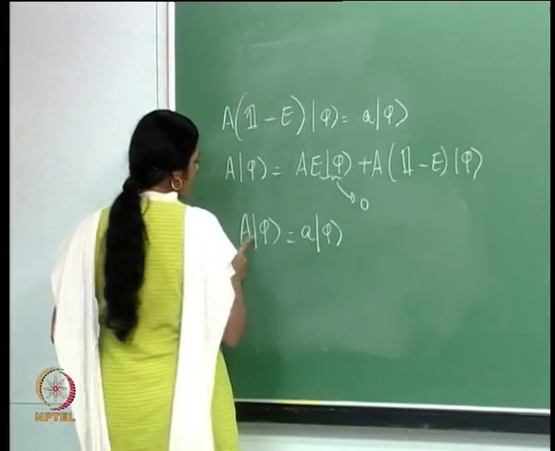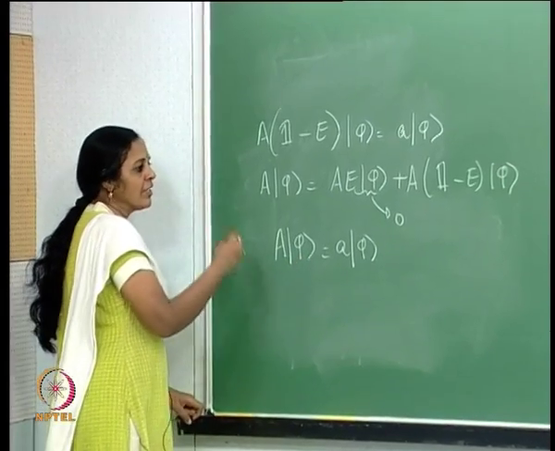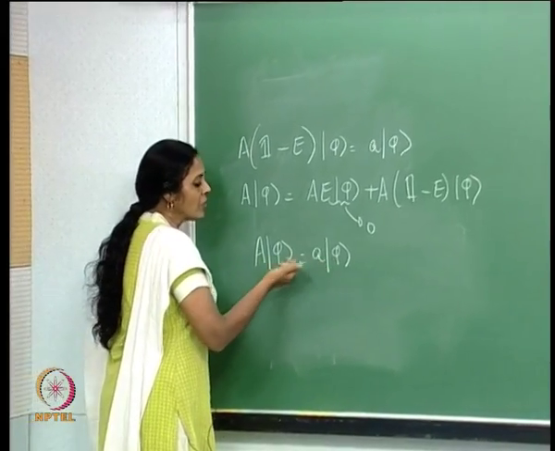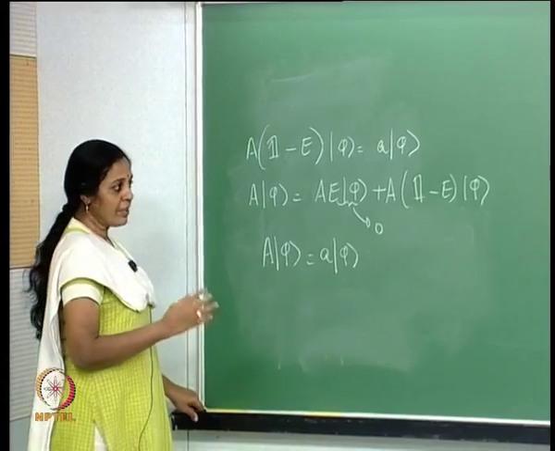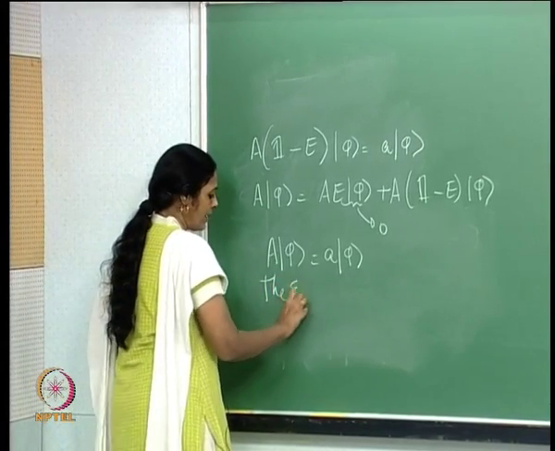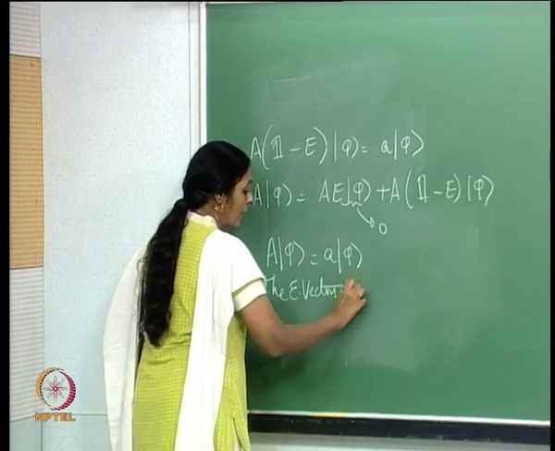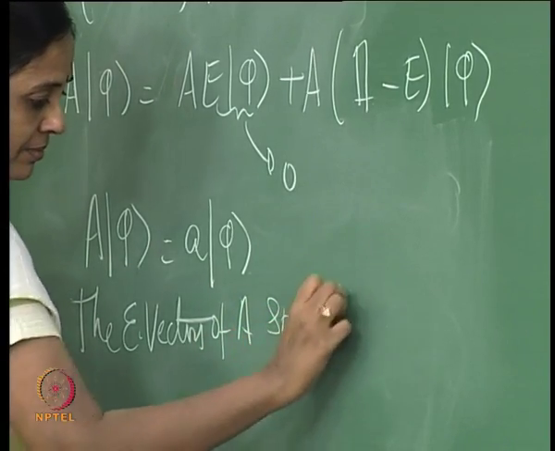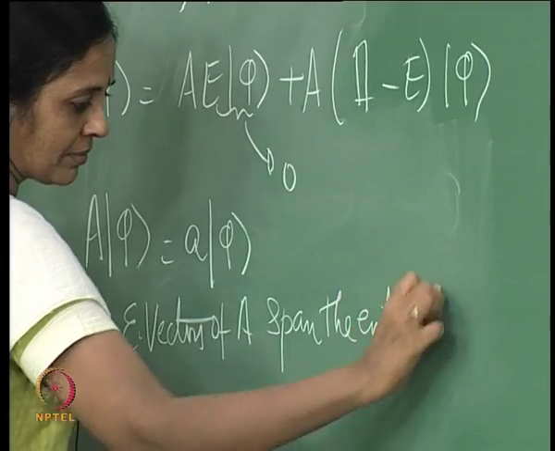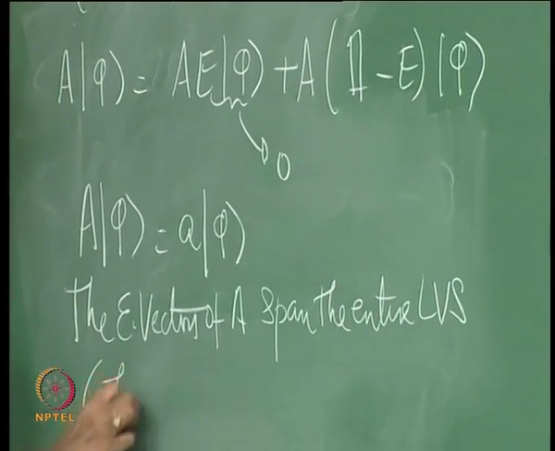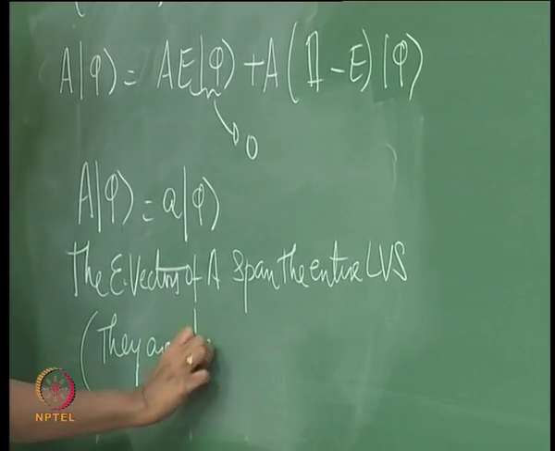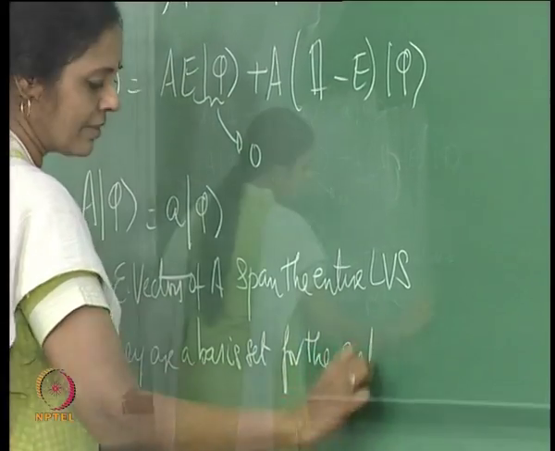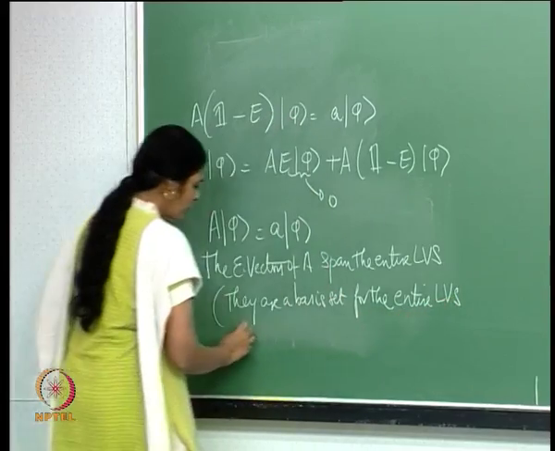Here we have a state phi which initially we said belonged to the subspace M bar, but we have now seen that it is one of the eigenvectors of A, and therefore, the eigenvectors of A span the complete linear vector space, the full linear vector space. In other words, they are a basis set for the entire linear vector space and not for a subspace.